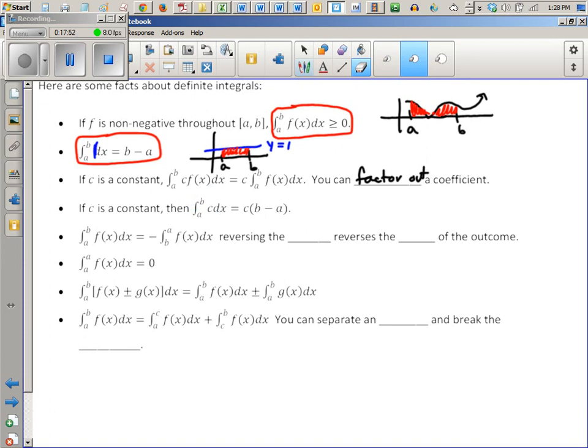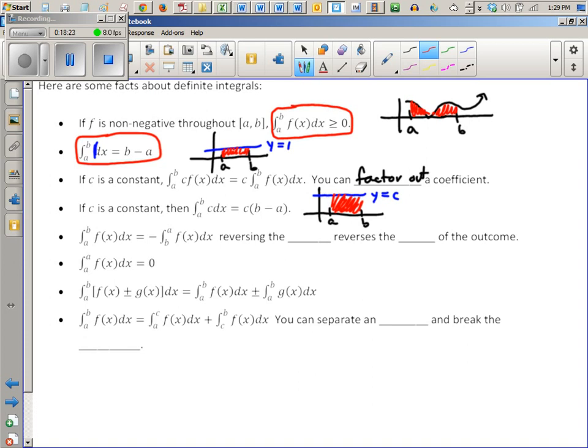Okay, here's what it means. Let's say you have a graph. I know there's not a lot of room. But you've got this line up here, y equals c. And you're going from a to b. And you want this area. Well, what is the width of this rectangle? b minus a. And what is the height of the rectangle? c. And so what's the area? b minus a times c. See? Okay, next is this one.